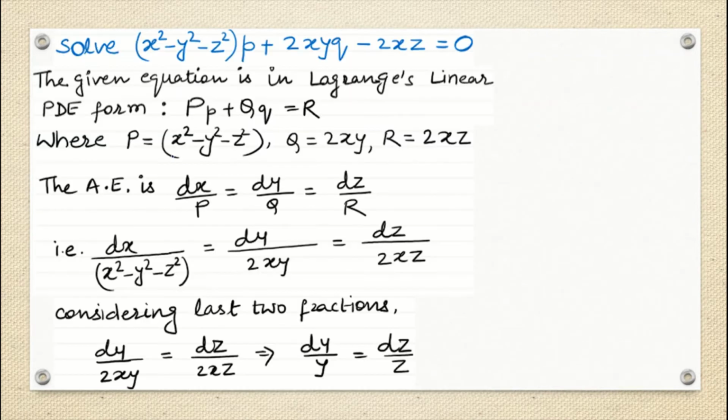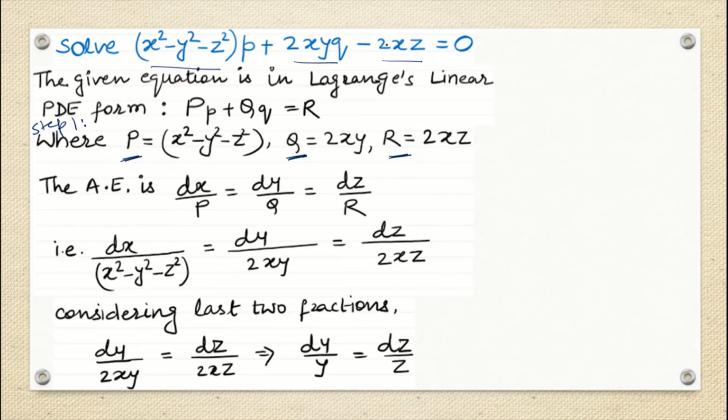Fine. The method is exactly the same as what we have been discussing for two classes. Step number one is to notice what is my capital P, what is my capital Q, and what is my capital R. These P, Q, R are nothing but functions of x, y, z. So we got what is my P, Q and R. Here we have minus 2xz equals 0.